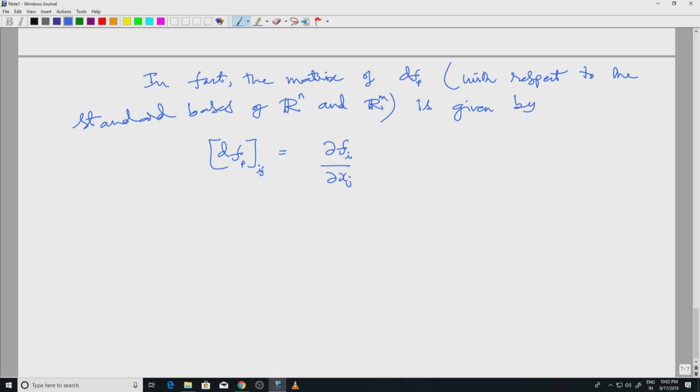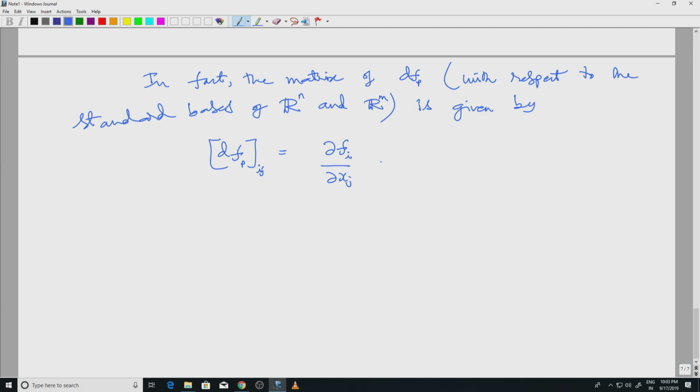Is given by this. So in short, if you know that the partial derivatives exist in a neighborhood of a point and are continuous in that neighborhood, then f is differentiable in our sense, Fréchet differentiable, and the matrix of df as a linear map is given in terms of the partial derivatives.